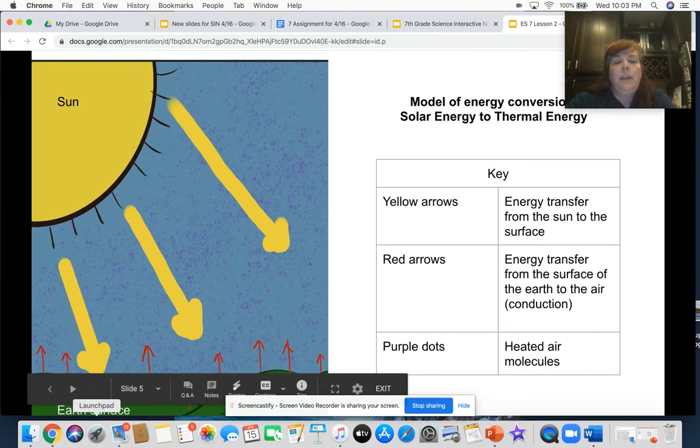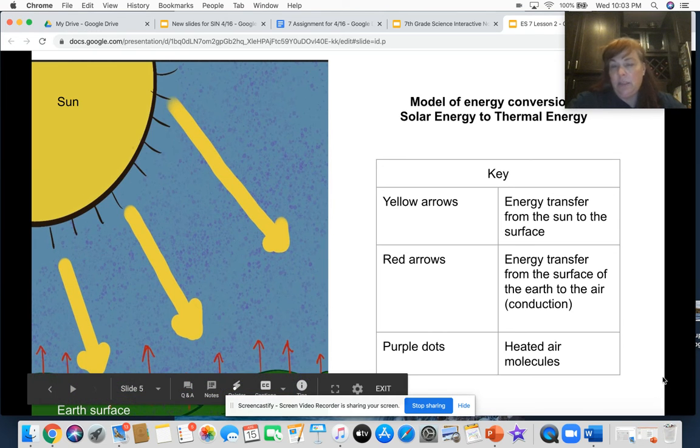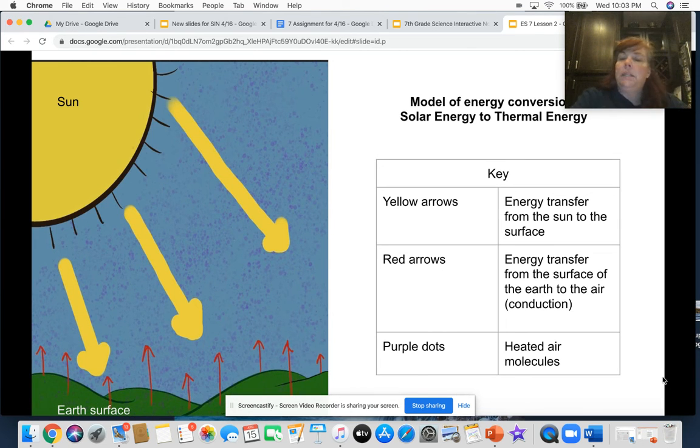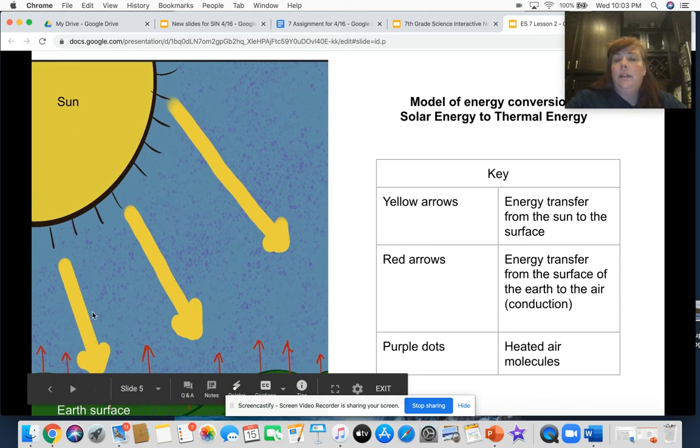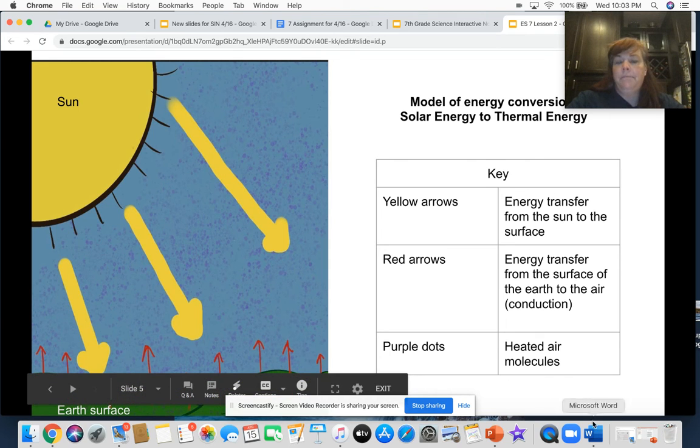Okay, so I have a model of our solar energy that's being converted into thermal energy. So I have my sun, and don't tell Mrs. Nolan, I know we're not supposed to make little suns in the corner, but you guys know my lovely art skills. Okay, so we have the sun right here, and the yellow arrows stand for energy transfer from the sun to the surface of the earth. So I have the earth's surface right here.